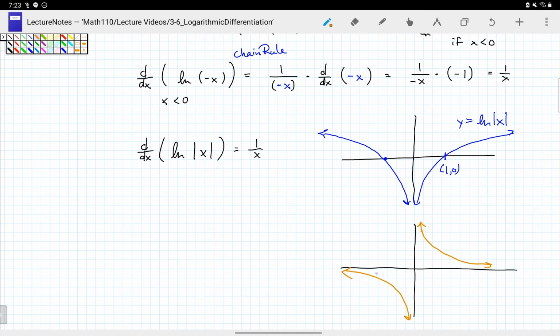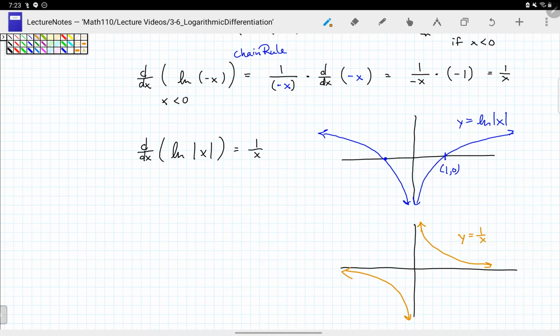And I don't remember if I've mentioned before, but there is this connection that if your original function is even, then the derivative of that function should be odd, and vice versa. So this is y equals 1 over x.